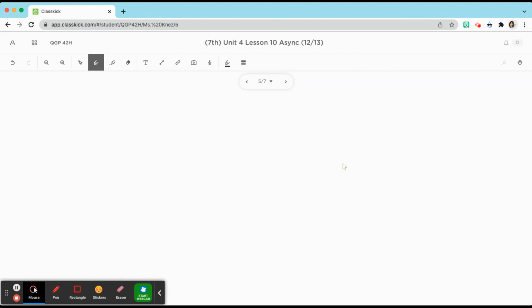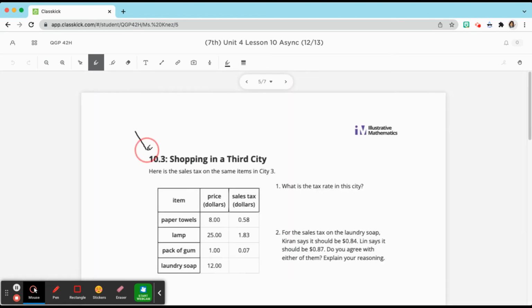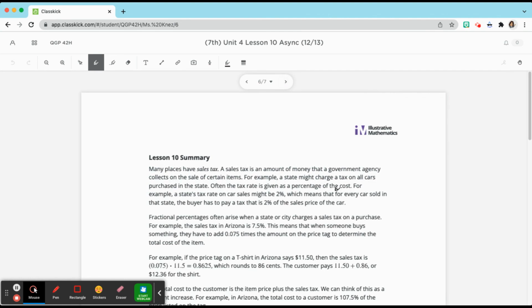On slide 5, you'll see more practice in 10.3 that you can complete to help you get some more repetitions on this topic. The key takeaway is that everywhere you shop, well, most places, have a sales tax. And a sales tax is just the amount of money that a government agency collects on the sale of certain items. For example, a state might charge a tax on all cars purchased in the state. And usually the tax rate is given as a percentage of the cost.